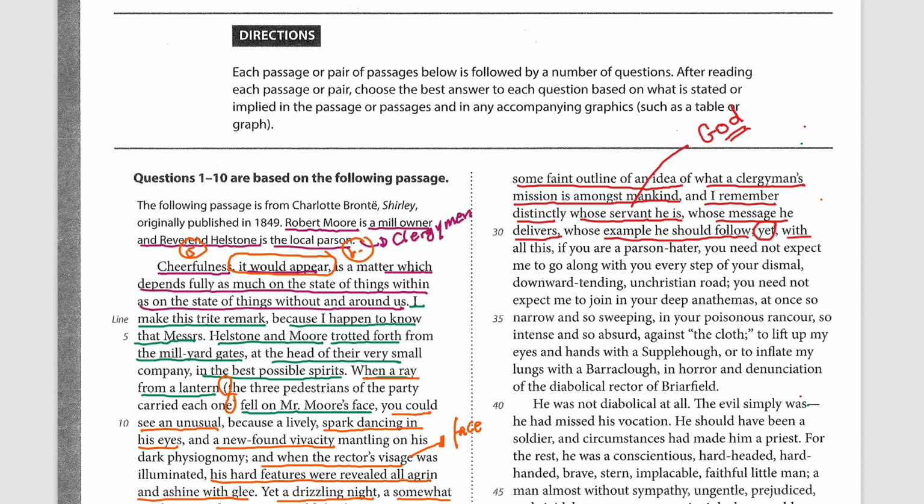Yet with all this, with everything I have just said, if you are a person hater, if you hate clergymen or a clergyman, you need not expect me to go along with you every step of your dismal. Don't think that I will go with you all the way. Again, guys, if you are a person hater, you need not expect me to go along with you every step of your what? Of your dismal downward tending. I will not go with you all the way.